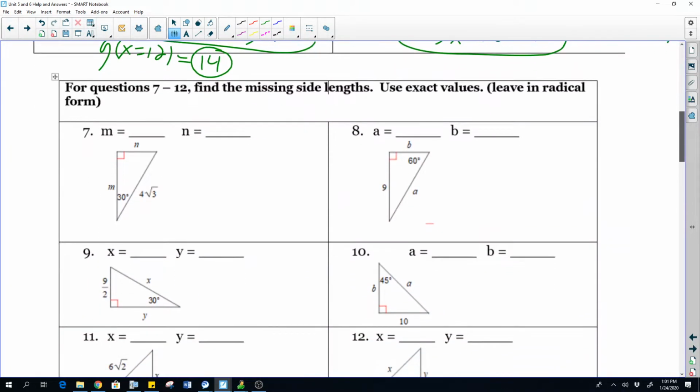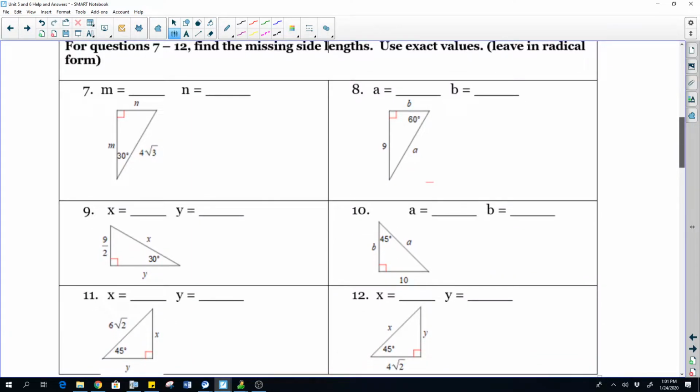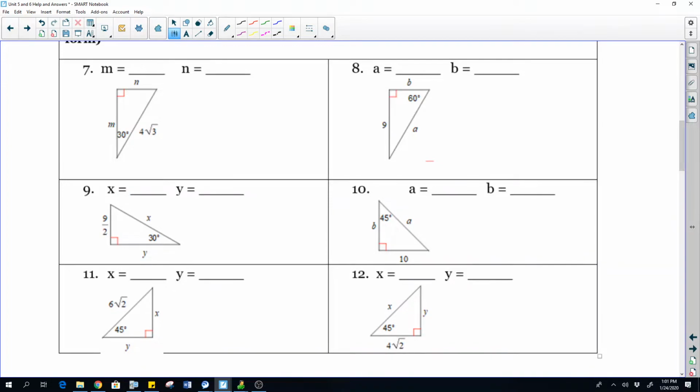Awesome. Okay, so then don't forget 30-60-90 and 45-45-90 right triangles and how they work. You can use SOHCAHTOA to check your answer, but it's kind of difficult when it's a radical. Okay, so wow, number 7 is upside down. That's interesting. Let's turn it right side up.